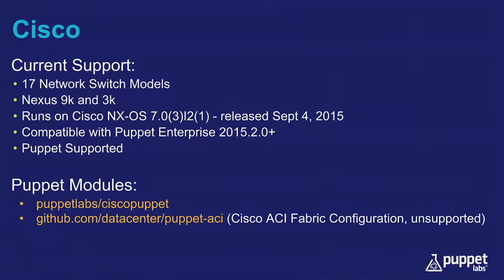I'll also mention, too, that there's an ACI configuration module that you can find. This is out on GitHub. We don't have it yet on the Forge, but we are working with Cisco to get some things taken care of to get that in a supported module. So there's just some things that need to be fixed, but it is our intention to make that a supported module as well.